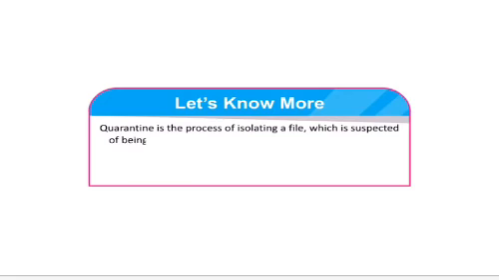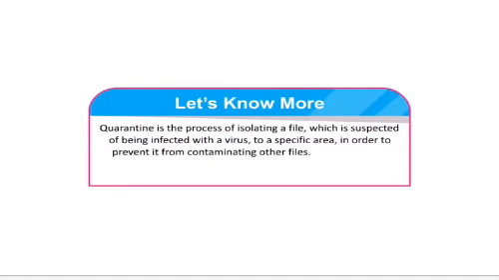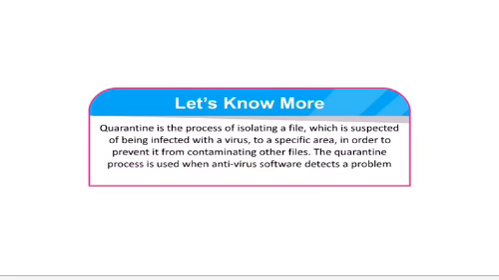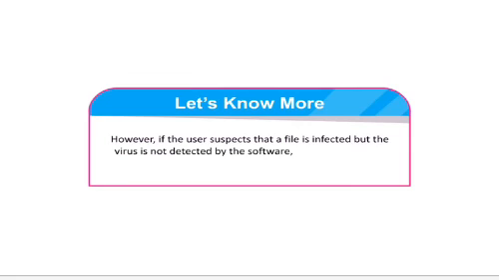Students, let's know more. Quarantine is the process of isolating a file which is suspected of being infected with a virus to a specific area in order to prevent it from contaminating other files. The quarantine process is used when antivirus software detects a problem and is unable to eliminate it with its current protocols. However, if the user suspects that a file is infected but the virus is not detected by the software, then he or she can enable the quarantine manually.